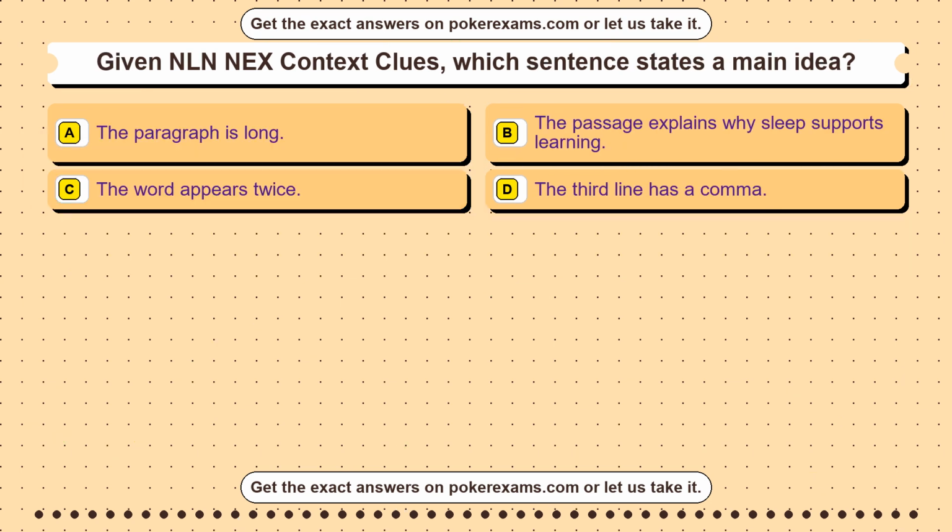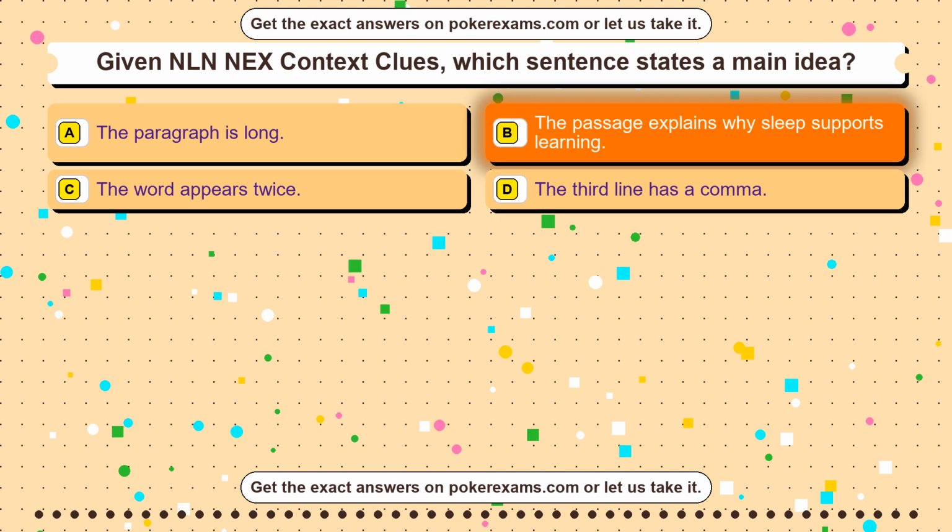Question 48. Given NLN NEX Context Clues, which sentence states a main idea? Option A. The paragraph is long. Option B. The passage explains why sleep supports learning. Option C. The word appears twice. Option D. The third line has a comma. The correct answer is option B.